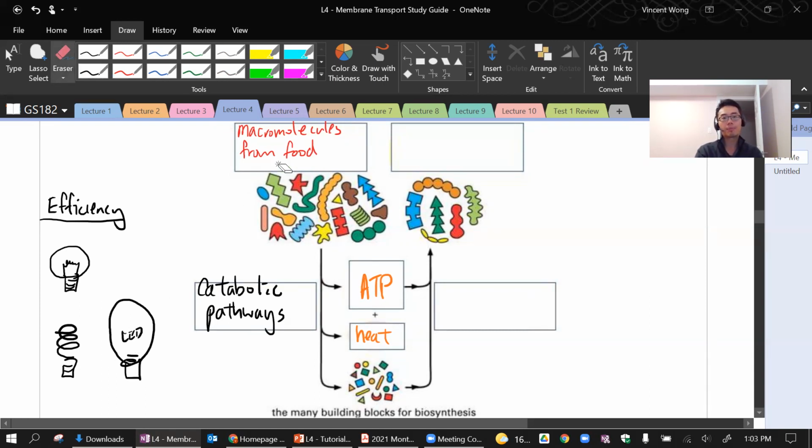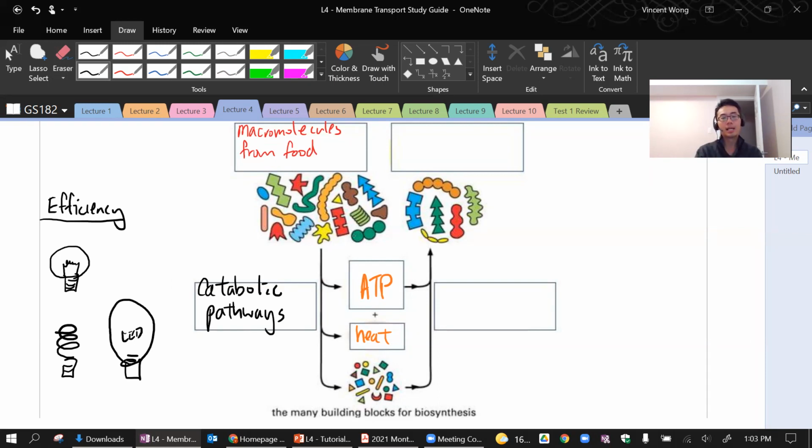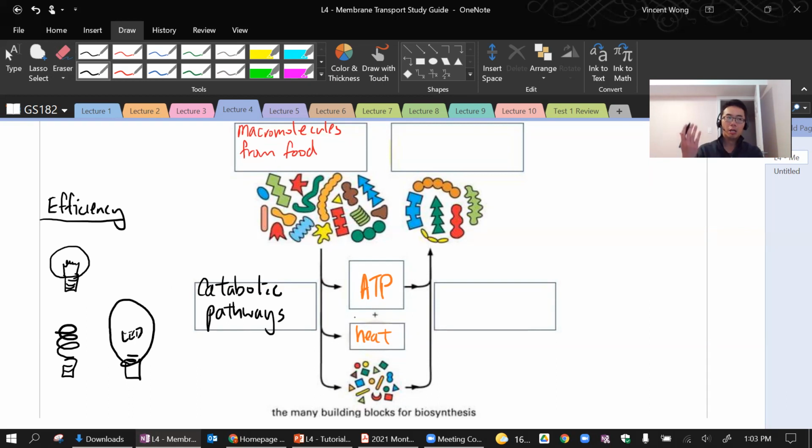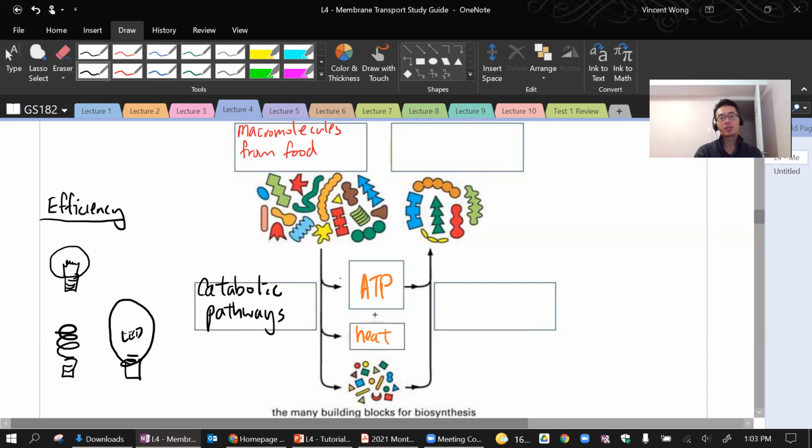So as a person, our efficiency is roughly 30% or so. Okay, 30% to 40%, depending on how you calculate it. Most of it is wasted as heat. Okay, it's not all bad though, right? We need the heat to keep us warm because we have to maintain a body temperature of 37 degrees. So the heat is for that.